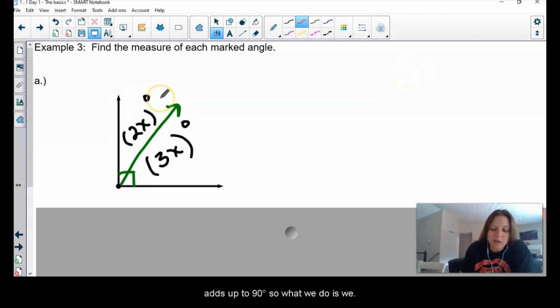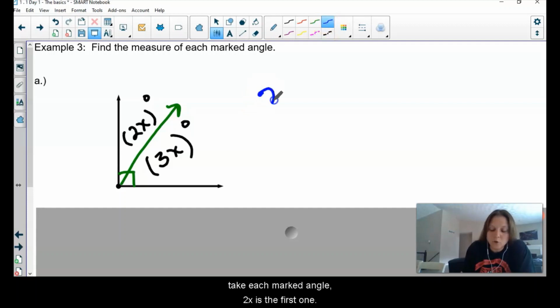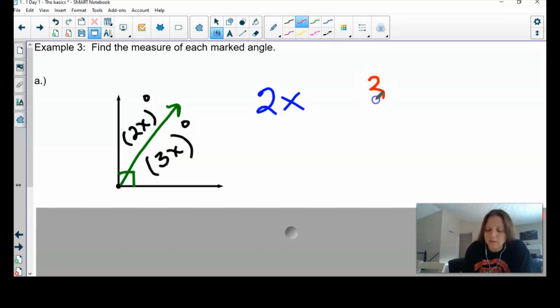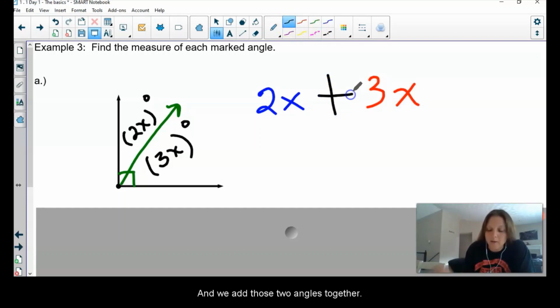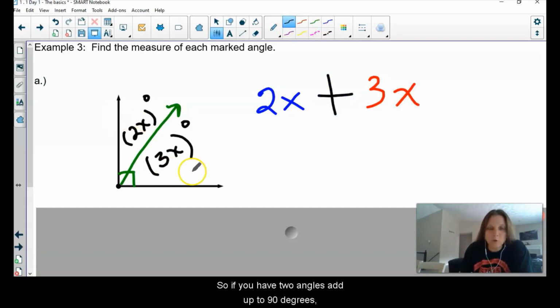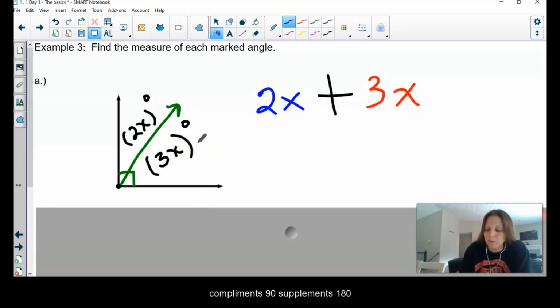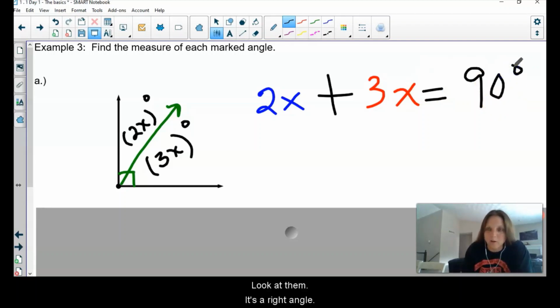So what we do is we take each marked angle, 2x is the first one, the second one is 3x, and we add those two angles together. So if you have two angles add up to 90 degrees, these are complementary. This is the thing that people get mixed up on the first quiz. Complements 90, supplements 180. These are going to add up to 90 degrees. Look at them, it's a right angle.